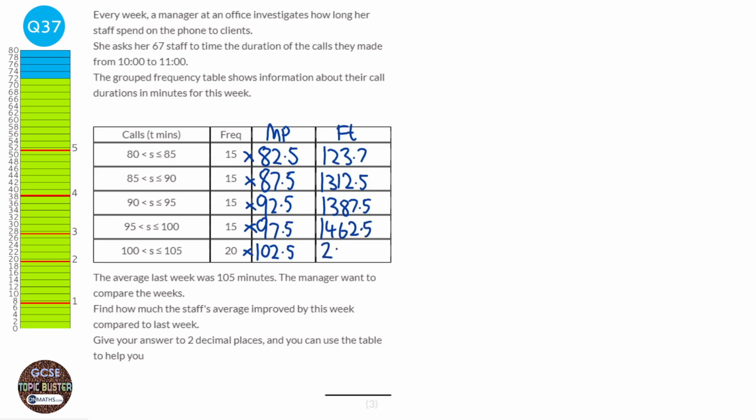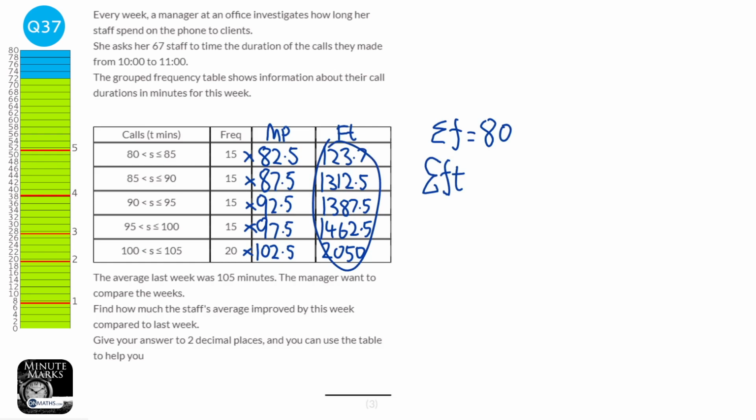And then finally 2050. Right, next we need to add up the frequencies and add up the FTs. So we're going to have the sum of the frequencies. So I'm just adding all this column up, and that will be 80. And we have the sum of the FT. And so we're going to just add this column up here. And so that would be 7,450.